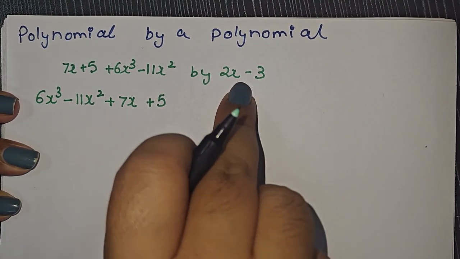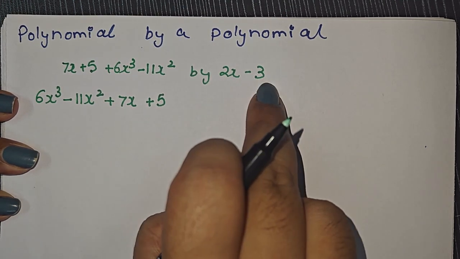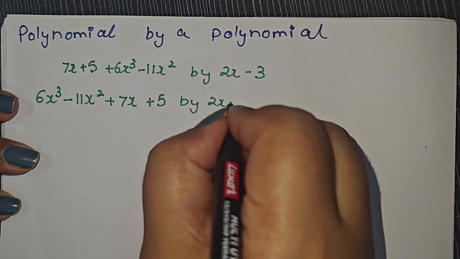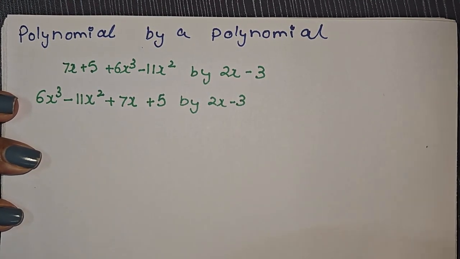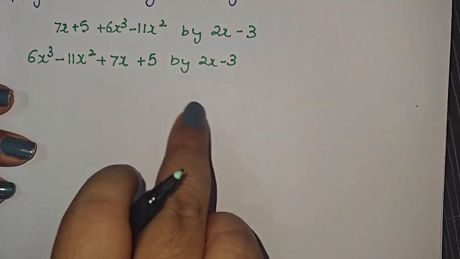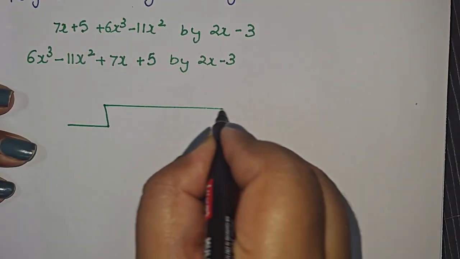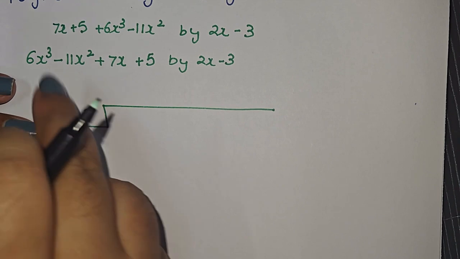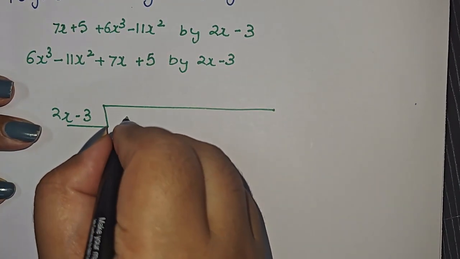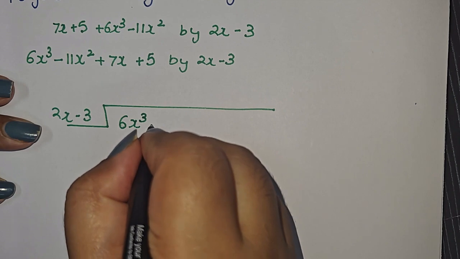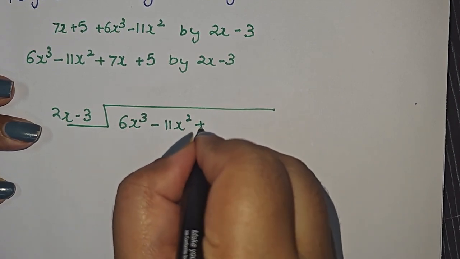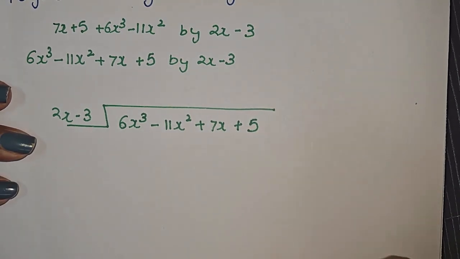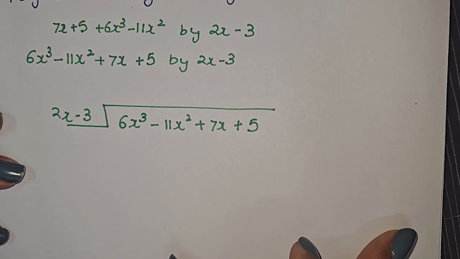Now let's pick this one. We have two terms here, 2x minus 3. It is already in the descending order, so I will write it as it is. Now next, we will write it with the divisor 2x minus 3, since we have to divide by this number. And what do we have to divide? We have to divide 6x to the power 3 minus 11x^2 plus 7x plus 5. So we have written it like this.